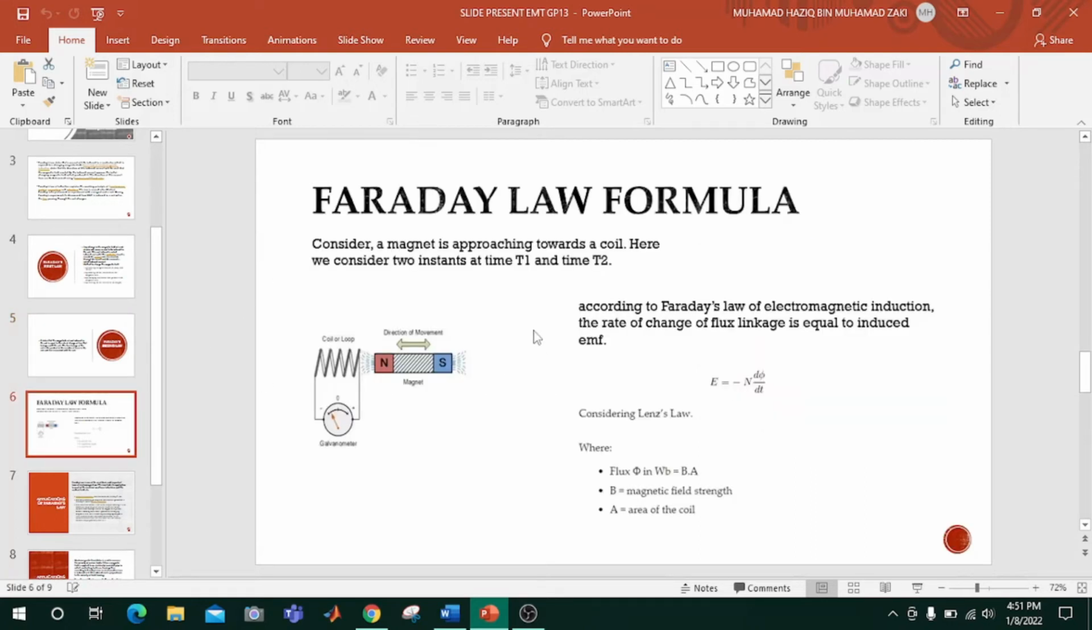For the Faraday law formula, consider a magnet approaching a coil. This is the example. Here we can consider two instants, time t1 and time t2. According to Faraday's law of electromagnetic induction, the rate of change of flux linkage is equal to the induced EMF. This is the formula. Flux in Wb is BA, where B represents the magnetic field strength and A is the area of the coil.